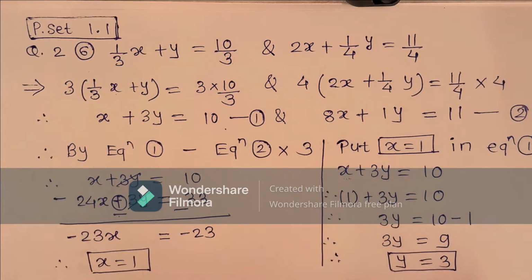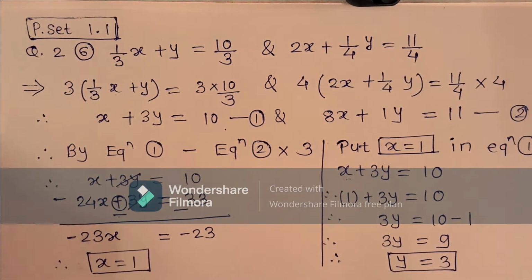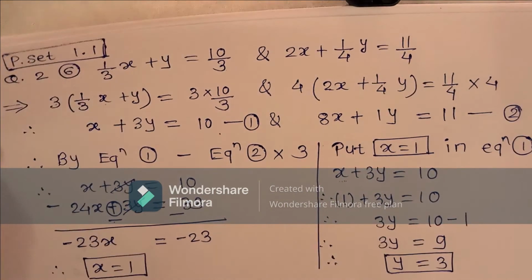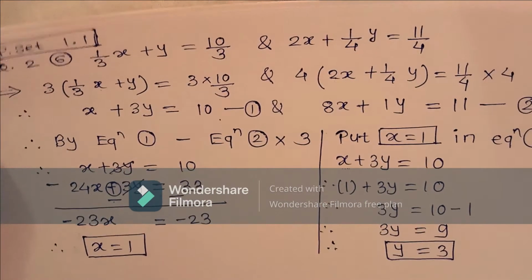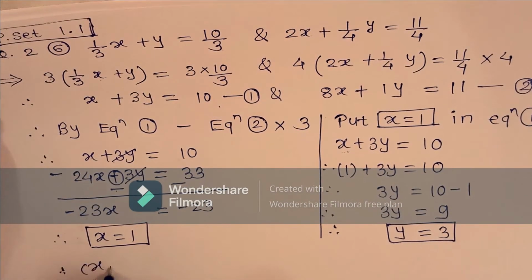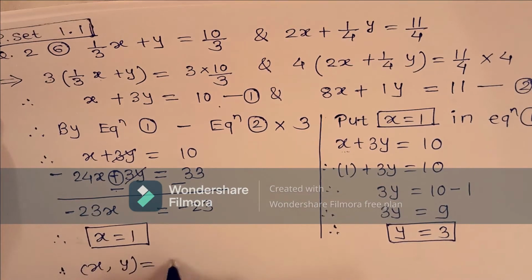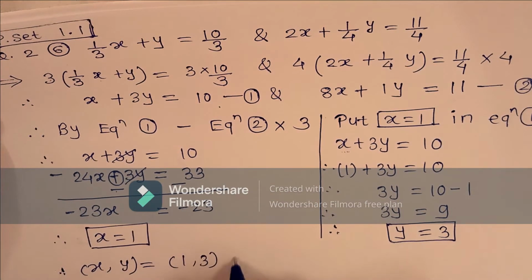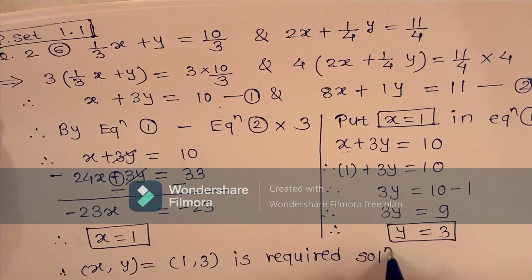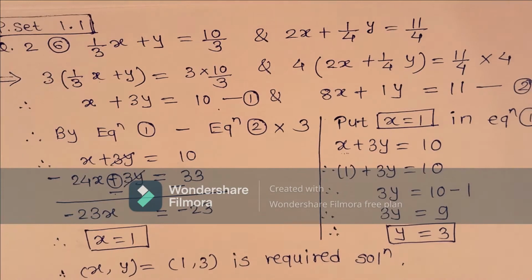So here your solution is ready. x equal to 1 and y equal to 3, which you need to write in the form of an ordered pair. So how will you write? Therefore, x comma y is equal to 1 comma 3 is the required solution. Okay?